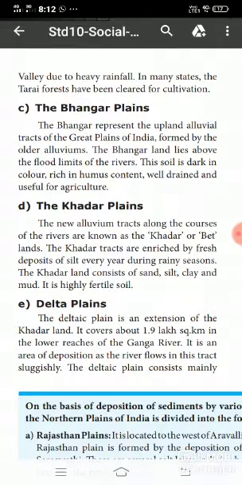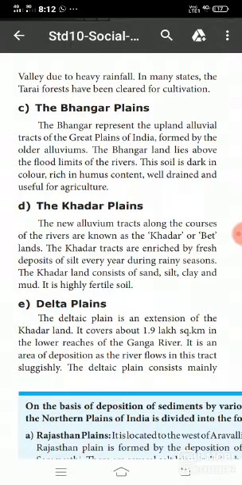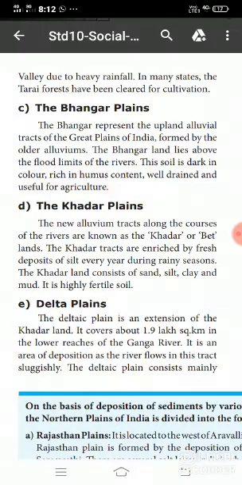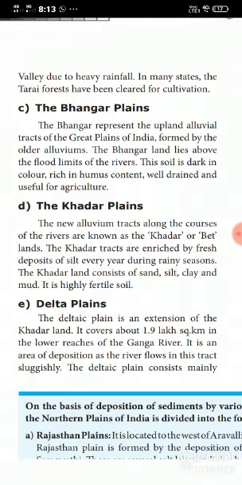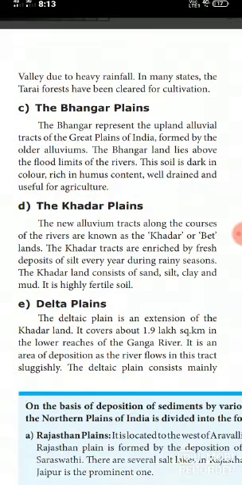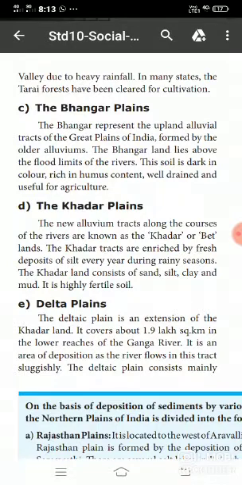This soil is dark in color. The soil is dark in color, rich in humus content, very rich soil. So this soil is good for cultivation, well drained and useful for agriculture. This place is also suitable for agriculture. So this soil is very fertile.